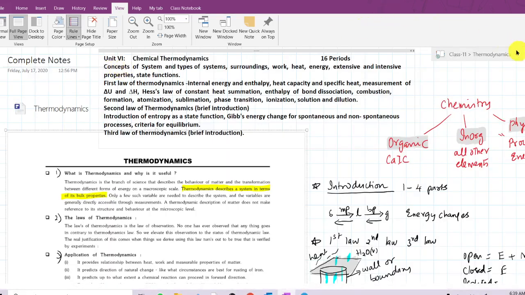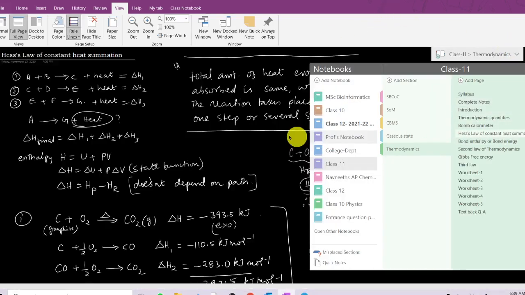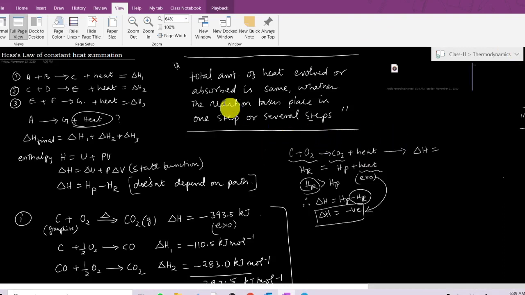Now, before going into the law, let me first tell you the statement of the law. The law states that the total amount of heat evolved or absorbed is the same whether the reaction takes place in one step or several steps. Okay, so let me explain it.